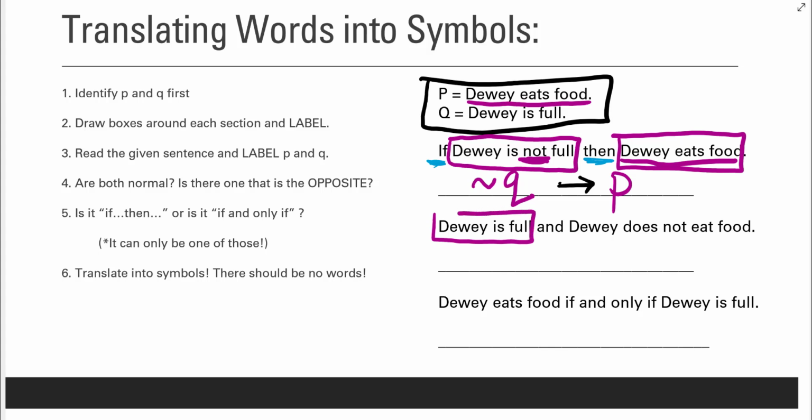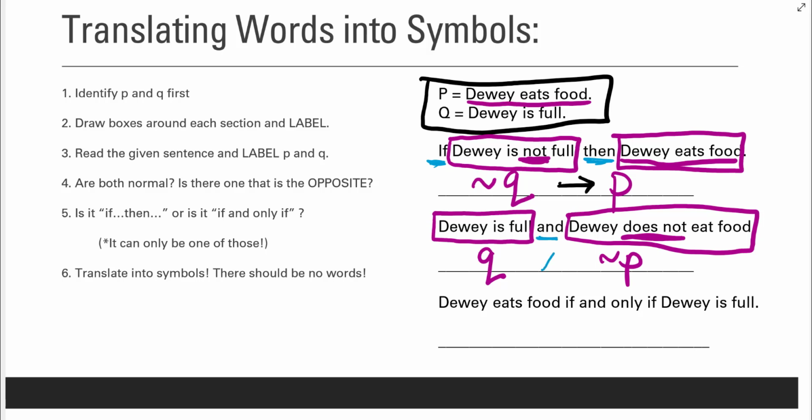Dewey is full. That's Q. Dewey does not eat food. Does not means it's the opposite. Eat food, that's going to be P. And then the symbol and goes this way.